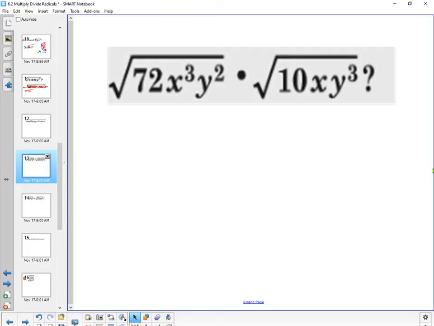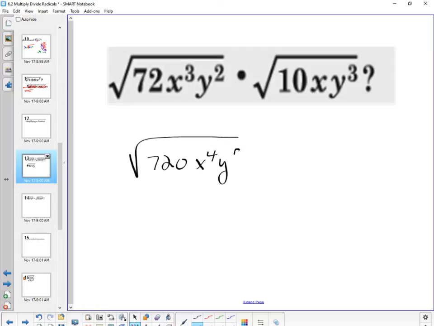Here we go. So now we have the square root of 72x to the third y to the second times the square root of 10x y to the third. Not really that big of an issue. This ends up being the square root of 720x to the fourth y to the fifth.